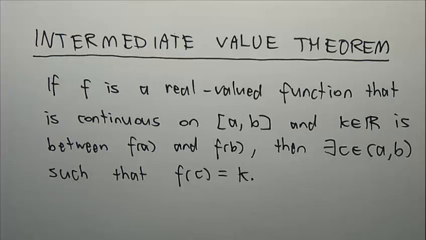Which means that if your function is continuous and goes all the way from f of a to f of b, then it must pass through every value of f between those two. And I've got a nice little picture that can illustrate how this works.